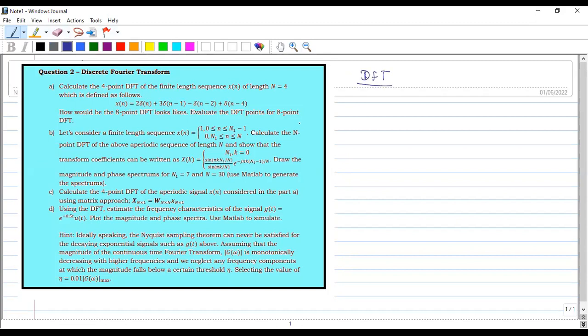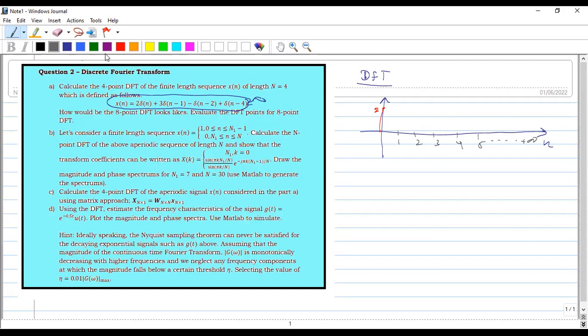Discrete Fourier transform. Here we are given a sequence. It is given as an impulse train, no? If I draw the impulse train, it will look like this. This is n, and I'm going to draw this impulse train. This is the zeroth impulse, delta n. And we have 1, 2, 3, 4, 5 up to infinity.